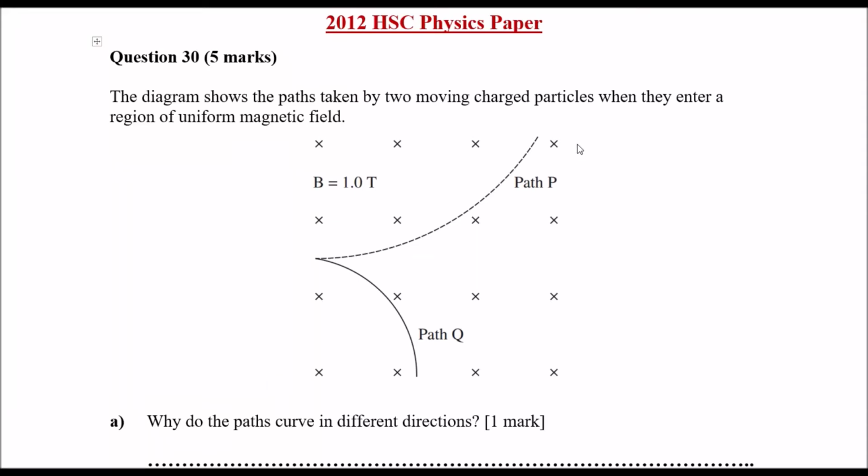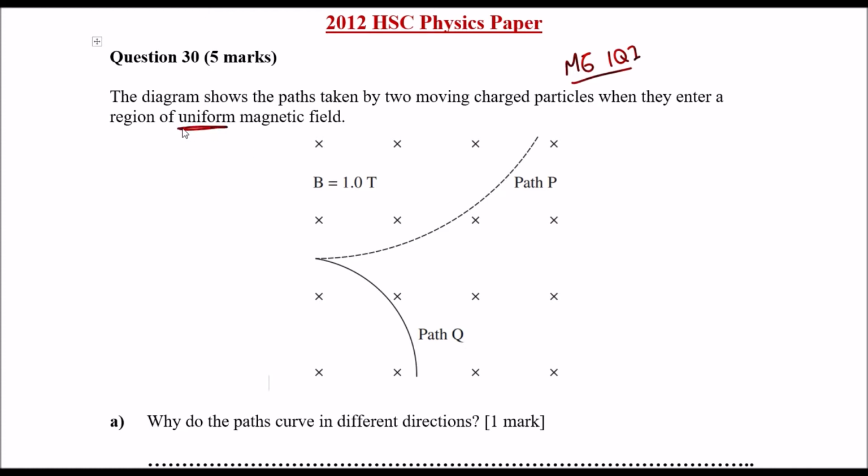Today we'll be going through the 2012, did I say that right? 2012, sorry, HSC Physics paper. This is question 30 worth 5 marks. This is going to answer Module 6, Inquiry Question 1, which is about how charged particles behave in an electric field or magnetic field. So the diagram shows the path taken by two charged particles where they enter a region of a uniform magnetic field.